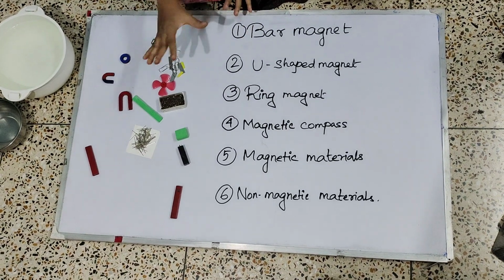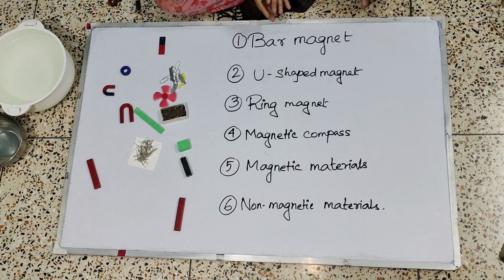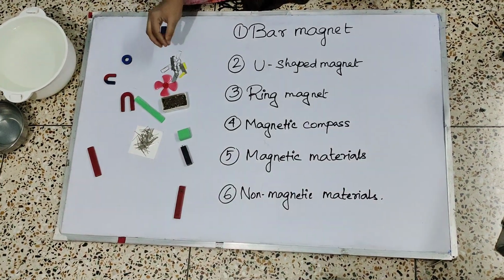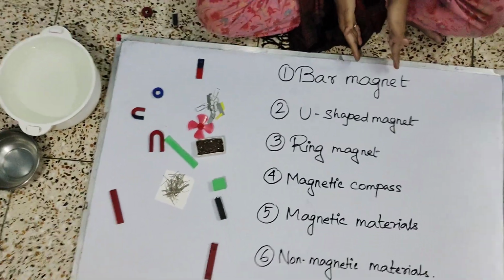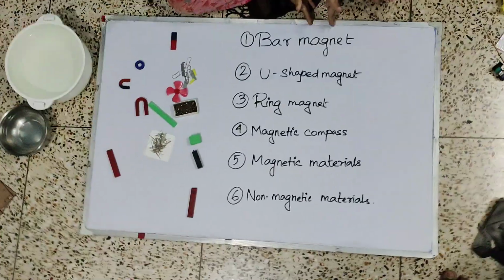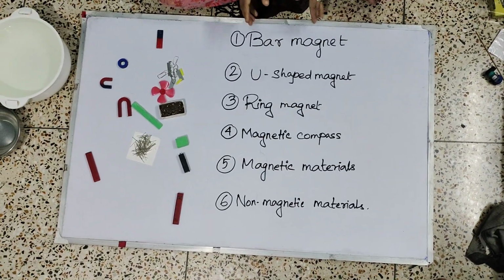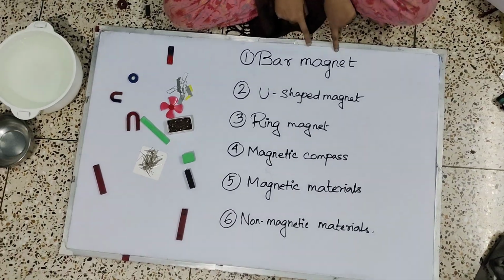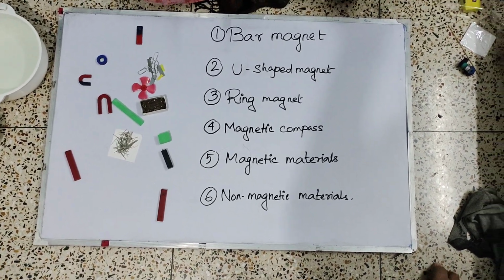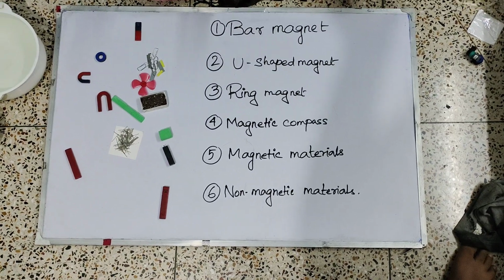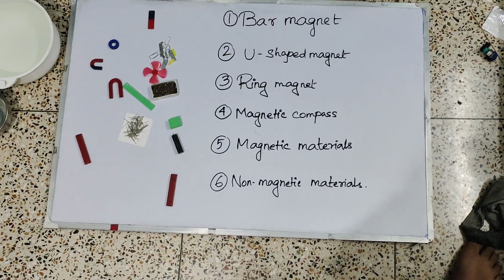Can you see the things which I have here today? There are some magnets. Now, can you tell me what a magnet is? A magnet is a substance which attracts iron, nickel and cobalt. So what are iron, nickel and cobalt? They are three elements. So a magnet attracts these three things.